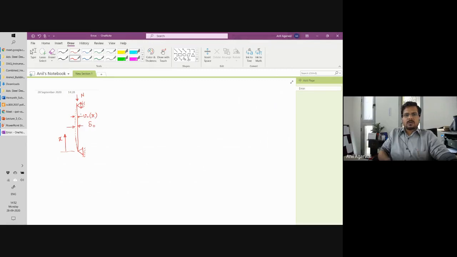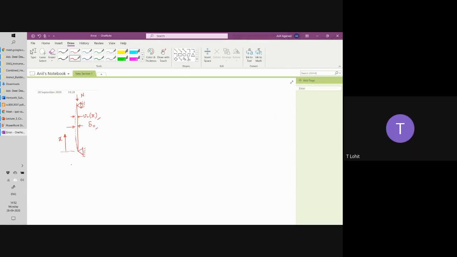Now, what would be the relationship between delta 0 and V0? Of course, delta 0 is the maximum value of V0. That is obvious, right? What would be the relationship between delta 0 and V0? We don't know, but we can make some assumption which looks reasonable and which satisfies the boundary conditions. What relationship can work? Can anybody guess? Delta 0 equals V0 at X equals L by 2.